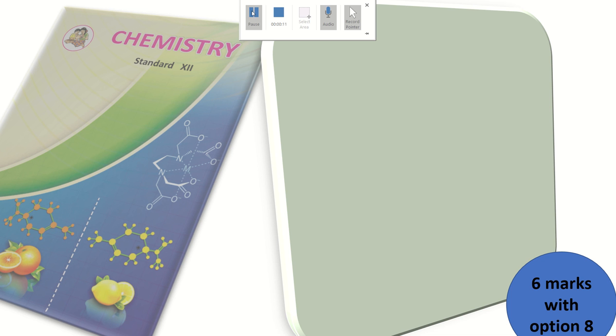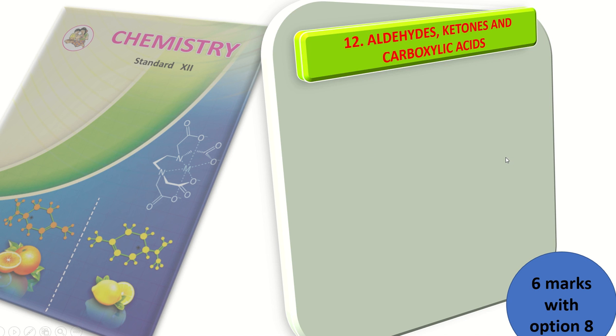Today we will discuss chapter number 12, aldehydes, ketones and carboxylic acids. This is the most important chapter. The examiner will ask for 6 marks with an option of 8. Hence, it is an important chapter from the point of view of examination.